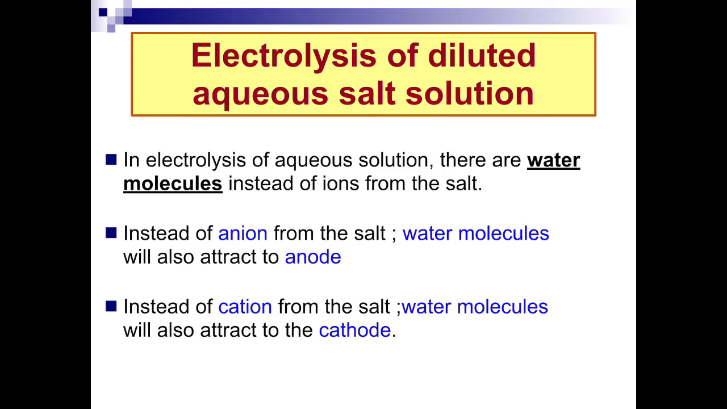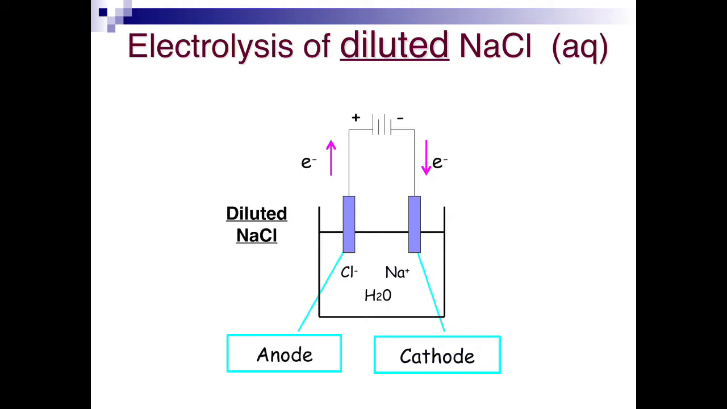In electrolysis of aqueous solution, there are water molecules in addition to ions from the salt. Besides the anion from the salt, water molecules will also be attracted to the anode. Besides the cation from the salt, water molecules will also be attracted to the cathode. This diagram shows the electrolysis of dilute NaCl. A dilute solution contains mostly water molecules. So in this electrolysis, water molecules will be attracted to the cathode and anode.